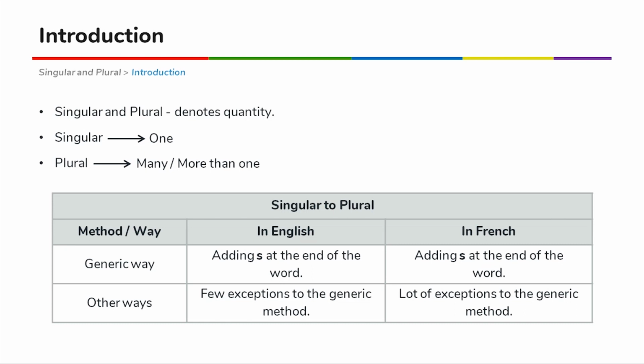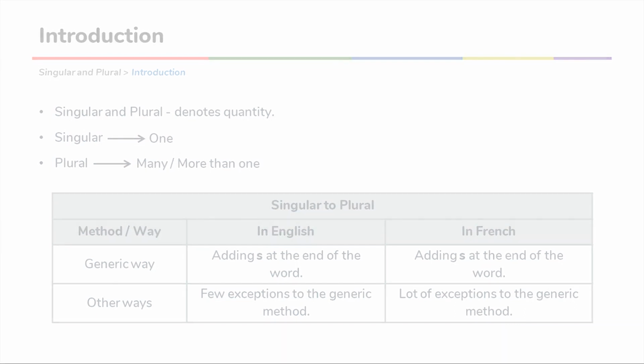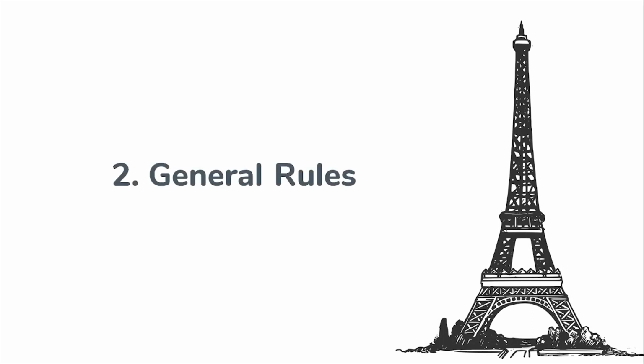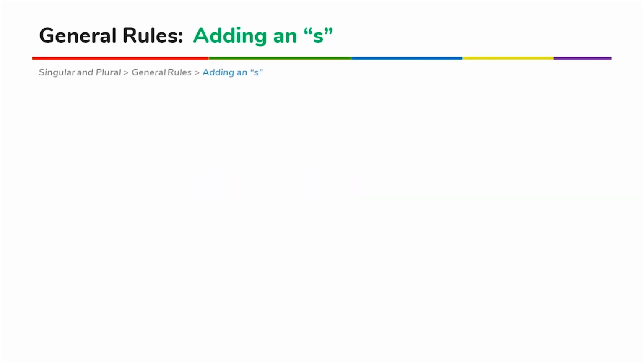This is a generic way of doing it, and there are a few exceptions to it. In French too, we generally add an s to convert the noun or adjective into its plural form. But here, we have a lot of exceptions. So go through the various rules for forming plurals. There are two rules which are generally used to form a plural. Let's go through the first generic rule.